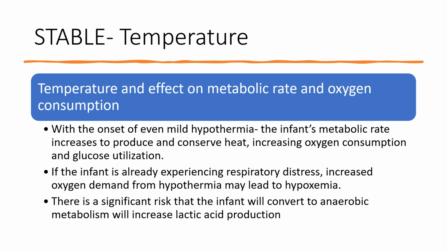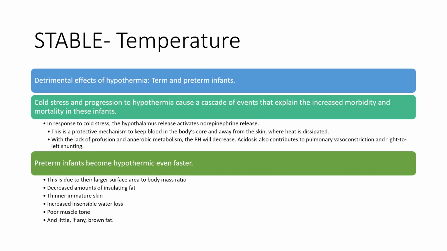With the onset of even mild hypothermia, the infant's metabolic rate increases to produce and conserve heat, increasing oxygen consumption and glucose utilization. If they're already experiencing respiratory distress, increased oxygen demand from hypothermia may lead to hypoxemia. There's a significant risk that the infant will convert to an anaerobic metabolism and increase lactic acid production. Not fantastic. So, cold stress progressing to hypothermia will cause a cascading set of events that explains the increased morbidity and mortality in these guys.